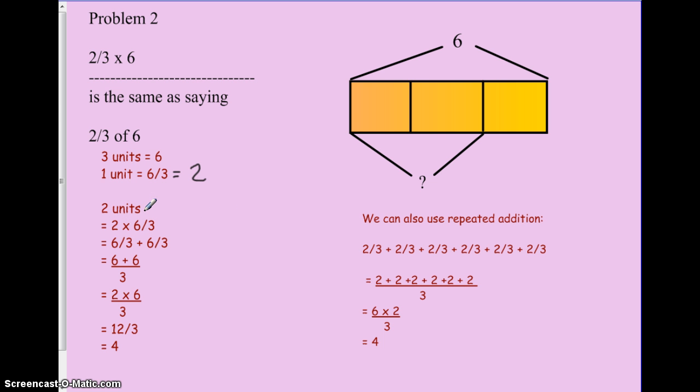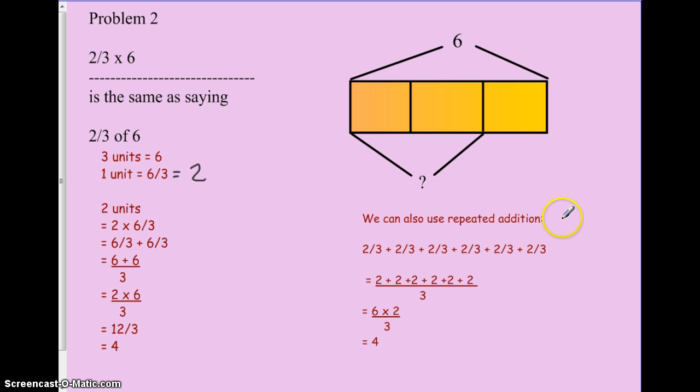Now we want to know what 2 units is. So 2 times 6/3 is the same as saying 6/3 plus 6/3. There's your repeated addition. And we could do this in a new way. We could take the numerators, 6 and 6, and put them together as the numerator over the denominator of 3 in repeated addition form, or in multiplication form. And we do the work, and our numerator becomes 12, and our denominator stays as 3. 12 divided by 3 is 4.